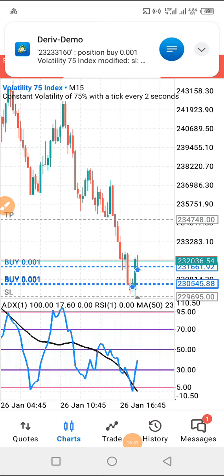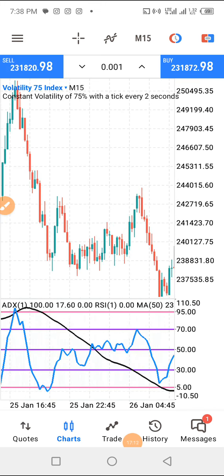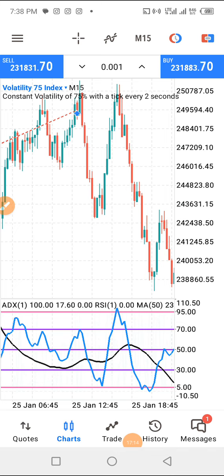This is exactly how you should be trading or using this strategy. You can see we have our stop loss and we have our take profit. This is how you hold it, pending when price gets to your area of interest, then you close. If it meets your target before it gets to that point, you can close the trade. That is how you apply this strategy for trading Volatility 75. Make sure you test it before you start going live.